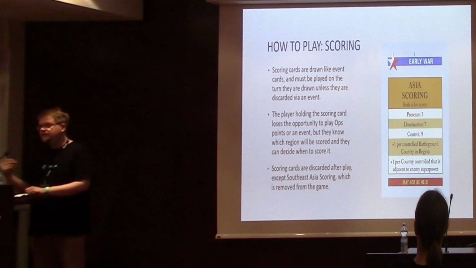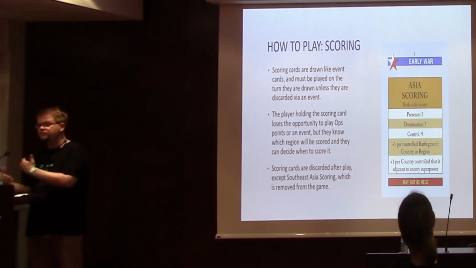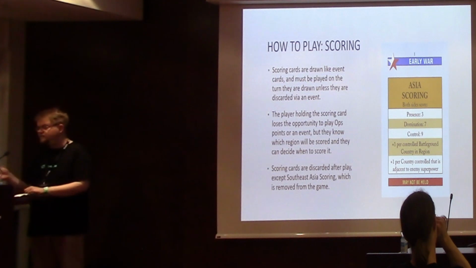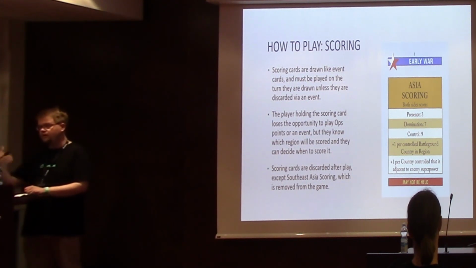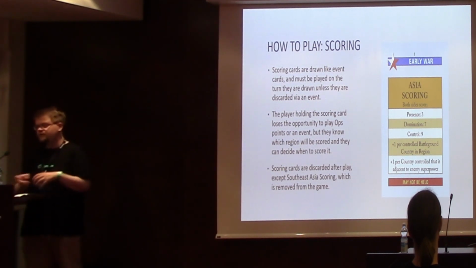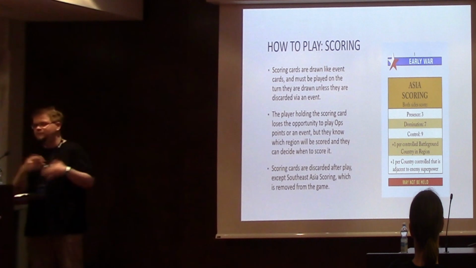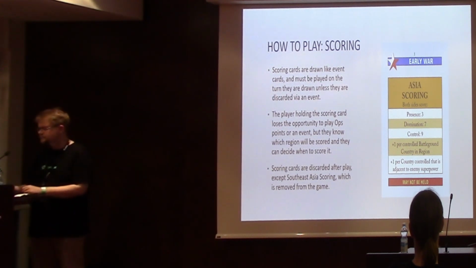So the players get to dictate when the regions are scored, at least within a turn, but the random draw is what dictates what turn some region is scored in. And this is again an important reason to keep track in your head during play of where the scoring cards are, because if you know that Europe scoring has been played, then you know that I don't need to focus on Europe that much because it's already been scored recently.